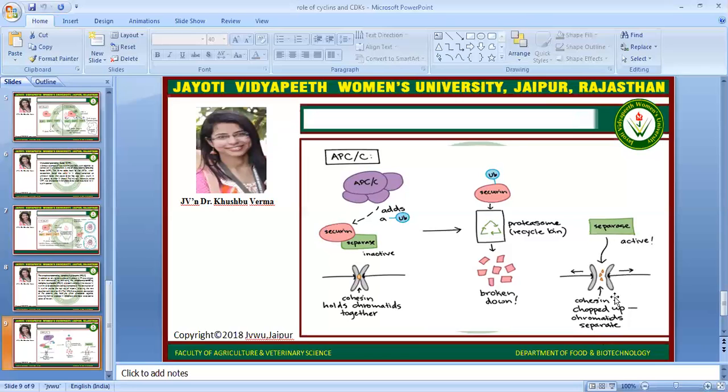So it will break the chromosome into two sister chromatids. This is cohesin, which binds the two sister chromatids to each other. So separase will chop up the cohesin, and the sister chromatids will be separated for the anaphase stage. So this is the sum up of the different regulations of cyclin and CDK.